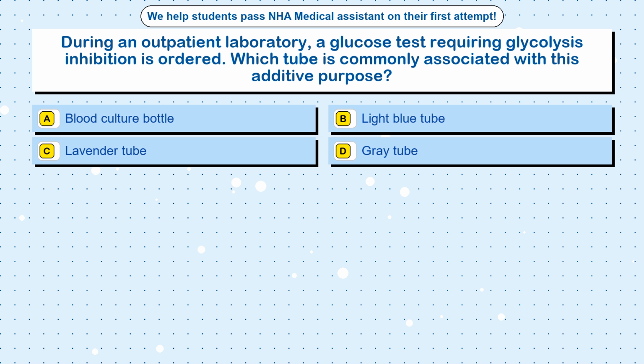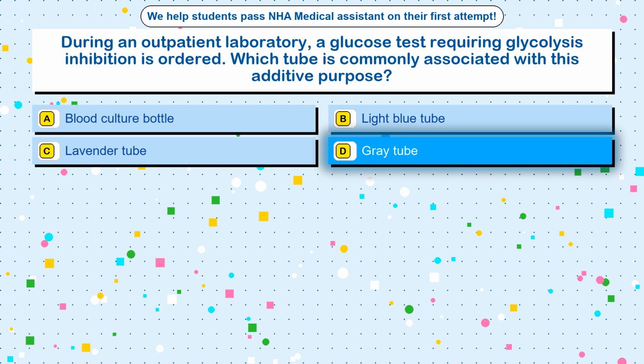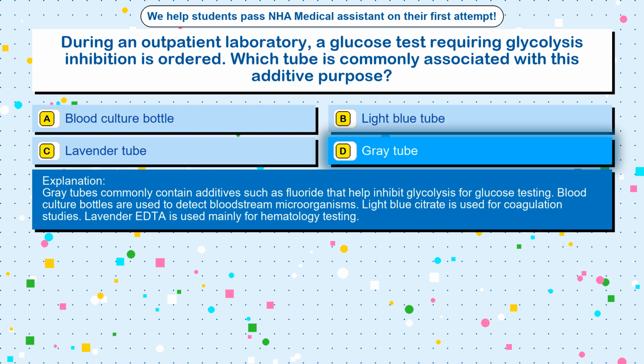Option B, light blue tube. Option C, lavender tube. Option D, gray tube. The correct answer is option D, gray tube. Gray tubes commonly contain additives such as fluoride that help inhibit glycolysis for glucose testing. Blood culture bottles are used to detect bloodstream microorganisms. Light blue citrate is used for coagulation studies. Lavender EDTA is used mainly for hematology testing.